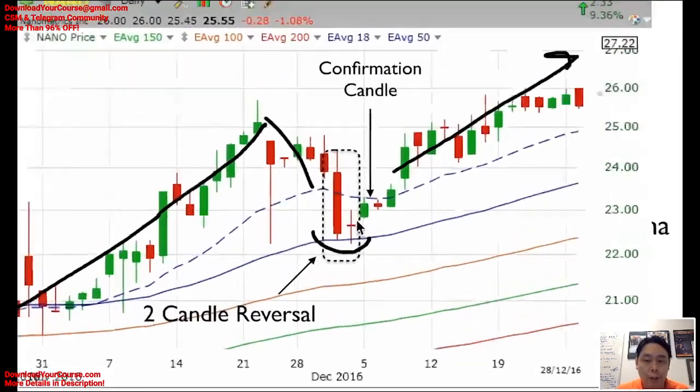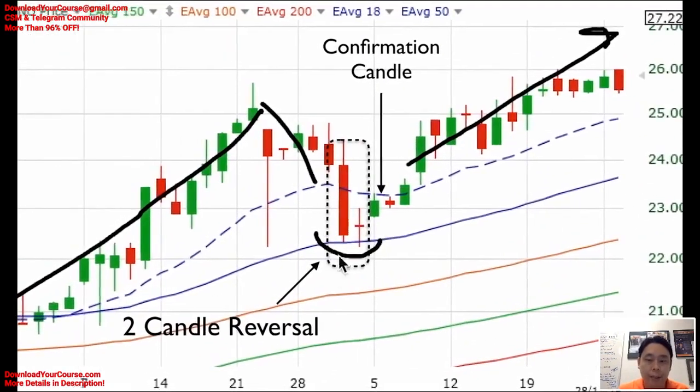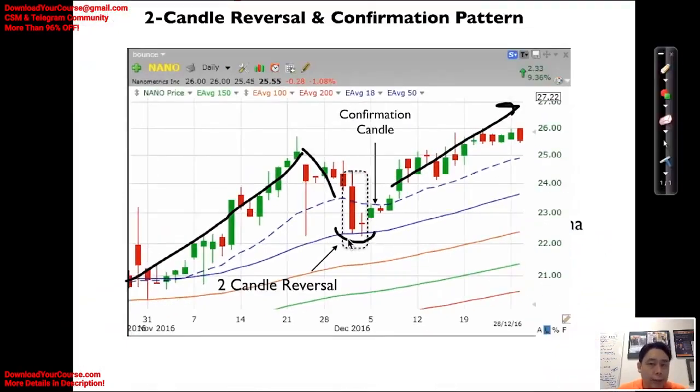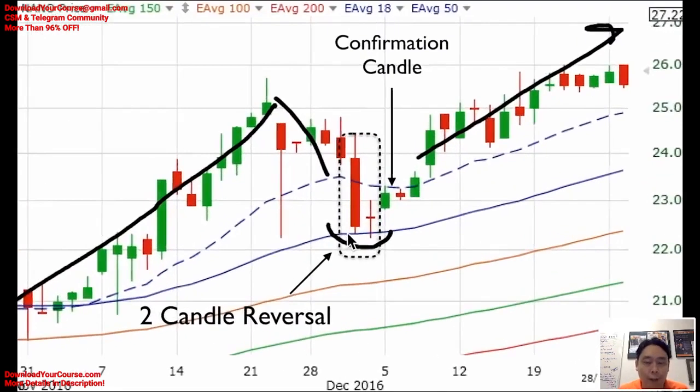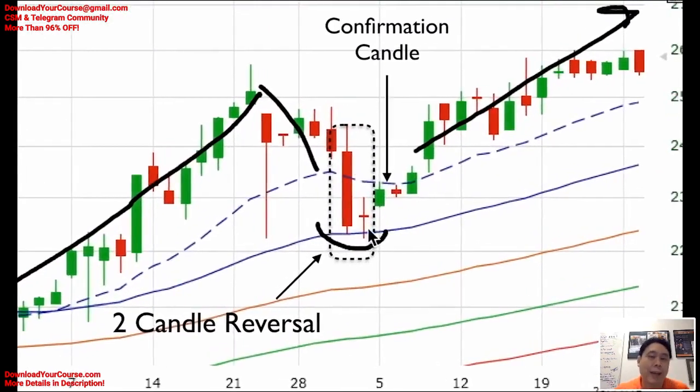Now, which pattern does this represent? Is it the original pattern? Is it the inside bar pattern, or is it the trade through pattern? Take a couple of seconds to take a look. Which pattern, right? Compare your notes. And this should look like the original pattern, right? Because in the original pattern, like I said, the color of the candles don't matter.